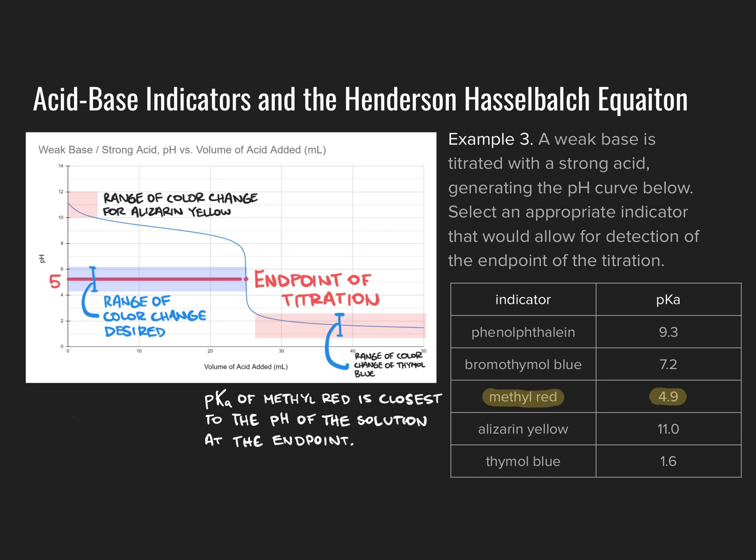And really, for the most part, all you have to be able to do in the most recent versions of the test is to select an appropriate indicator to find that endpoint of your titration. So you're certainly welcome to explore those more quantitative aspects, but in recent years, a more qualitative understanding of this concept has been sufficient for success on that AP test.